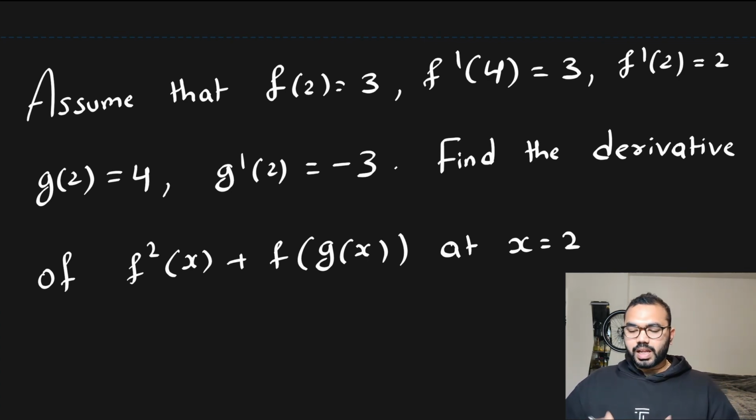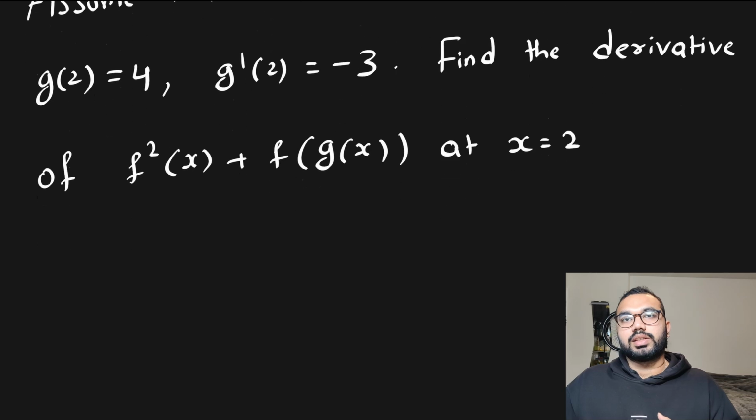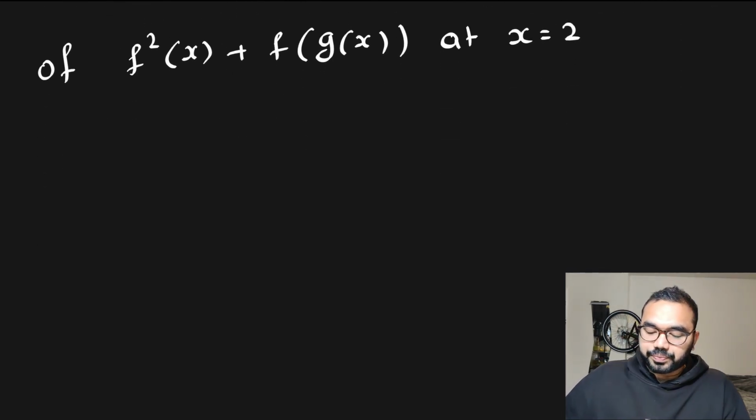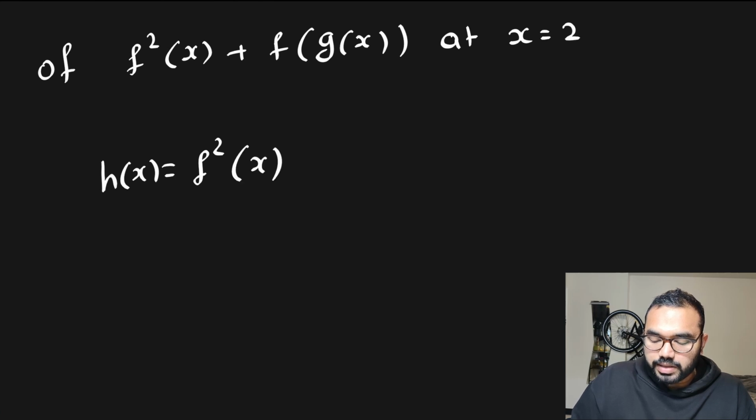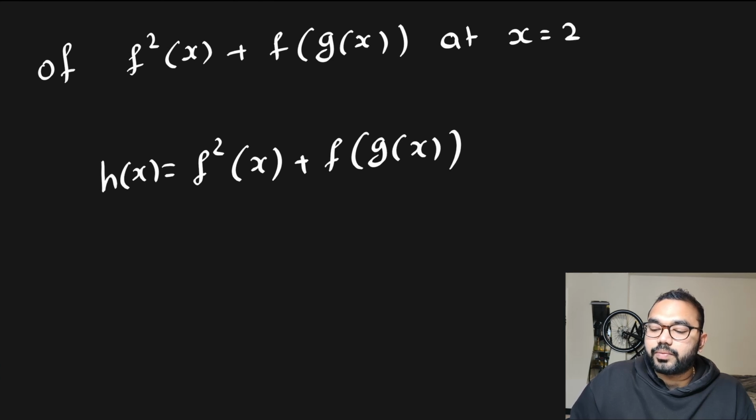Okay, we have a bunch of data for function f, the derivative of f, and similarly for g. So we need to derive the given function and plug the value for x is equals to 2. Okay, let's see. So let's say the given function is h of x. H of x is f square of x plus f of g of x.